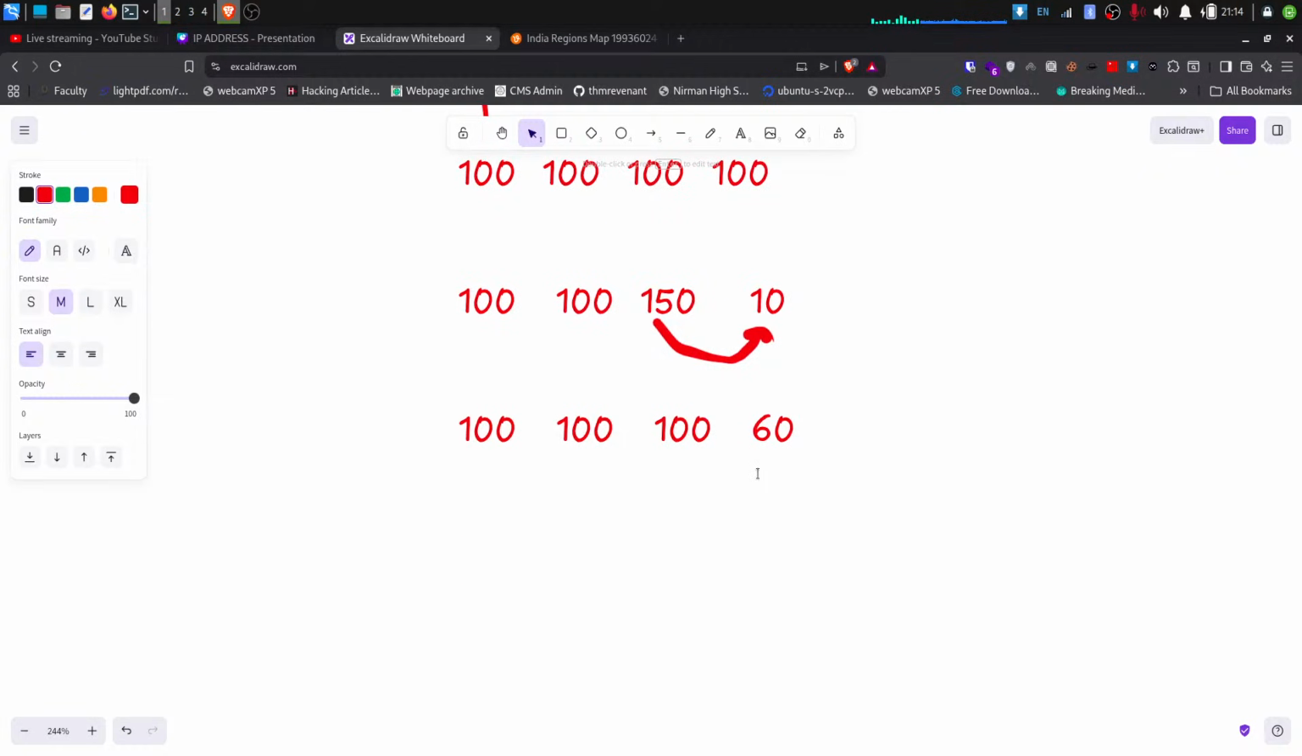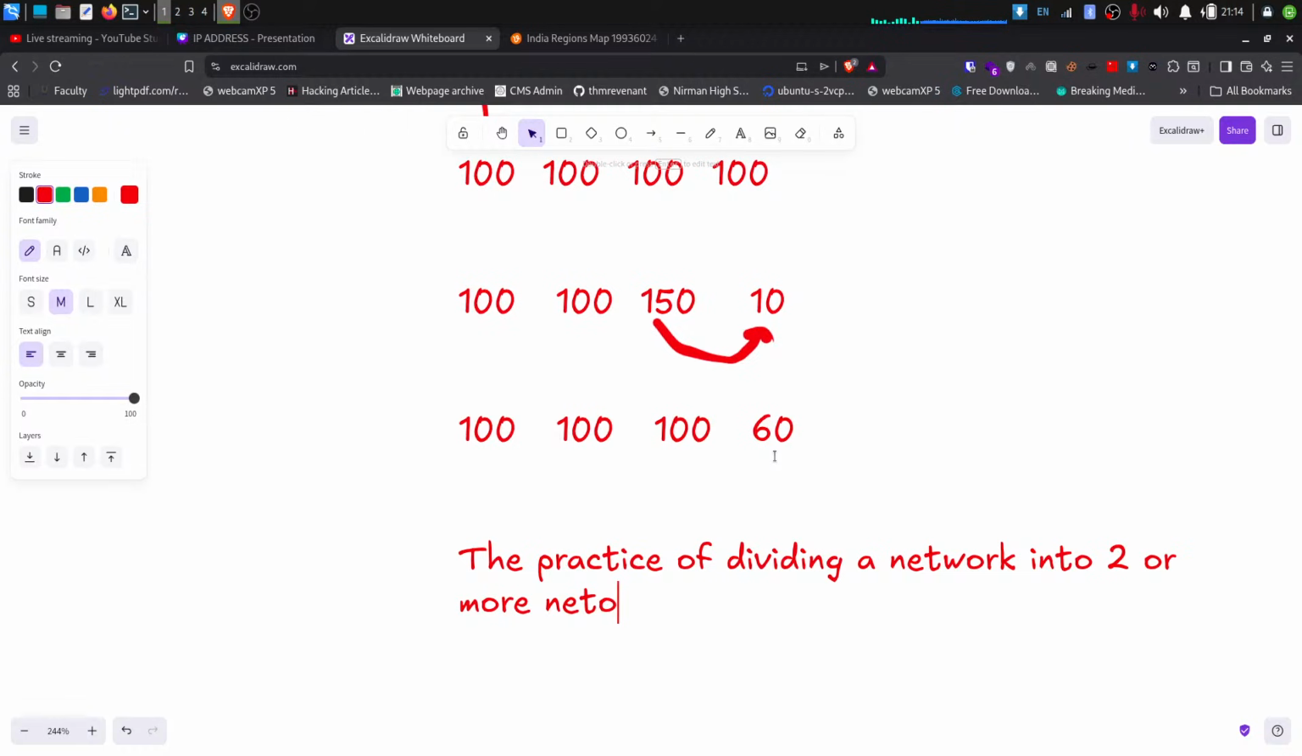So there's a definition for subnetting: the practice of dividing a network into two or more networks is called subnetting. Are we clear?